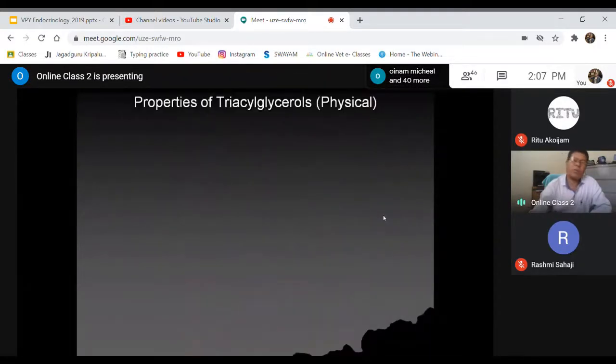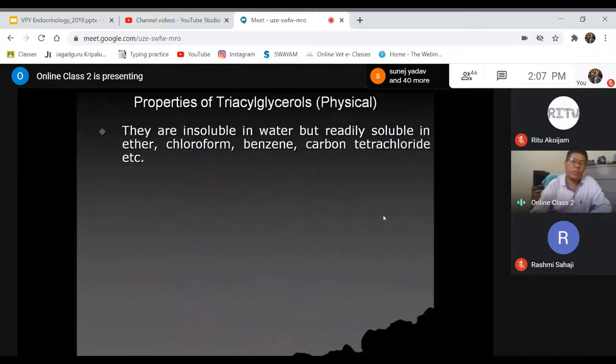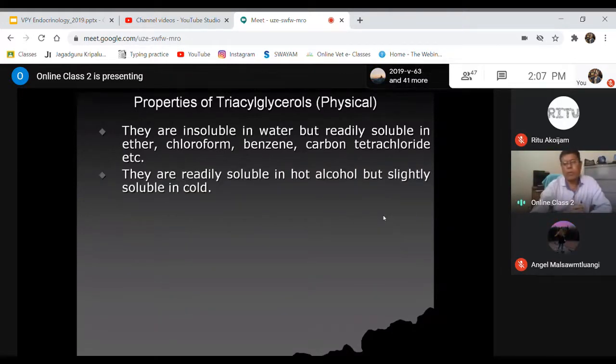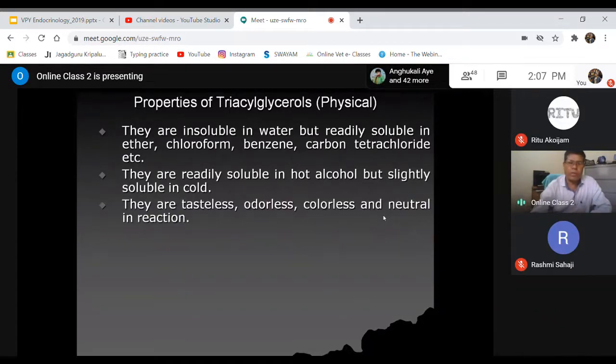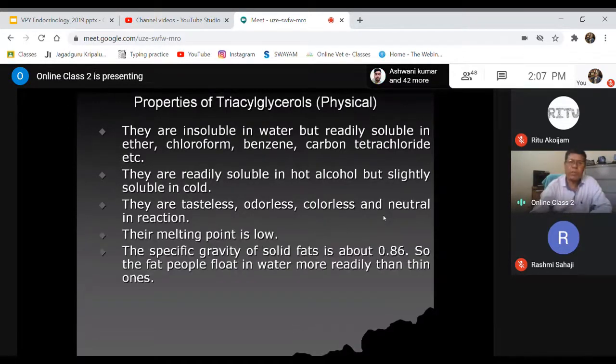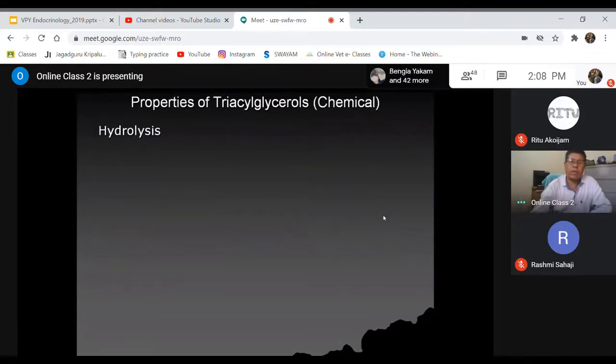Then we discussed the properties of the triacylglycerols. First the physical properties: they are insoluble in water, but soluble in organic solvents. In hot alcohol they are readily soluble, but in cold alcohol they are not. They are tasteless and odorless. Then we also discussed the chemical properties like soap formation, iodination, and hydrolysis. This we have already discussed.